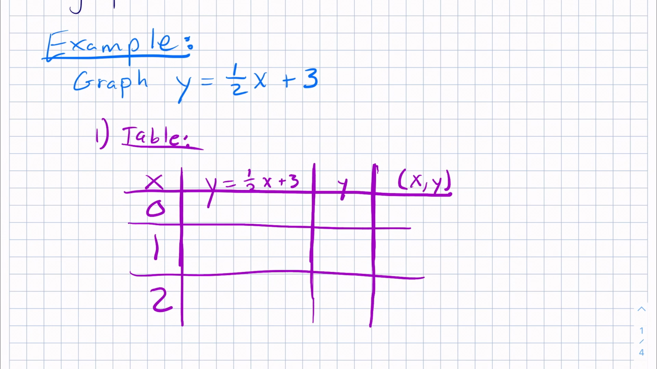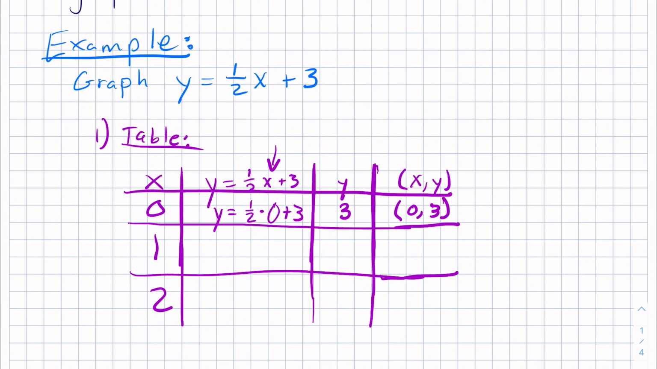So if x equals 0, then I plug it into my equation, and I see what y turns out to be. So if x equals 0, then y equals 1/2 times 0 plus 3. And I know that 1/2 times 0 is 0, so that leaves me with y equaling 3, right? So when x is 0, y turns out to be 3. And then my ordered pair turns out to be 0, 3. So we're going to hold on to that ordered pair in a minute. It's going to be important.